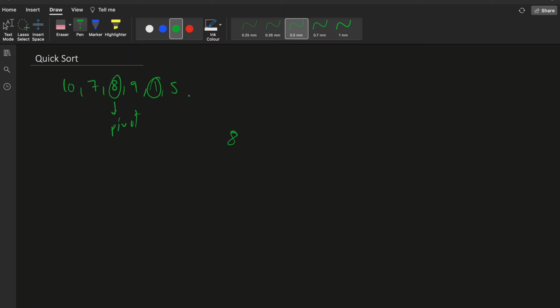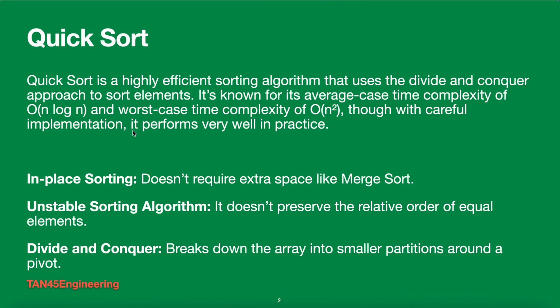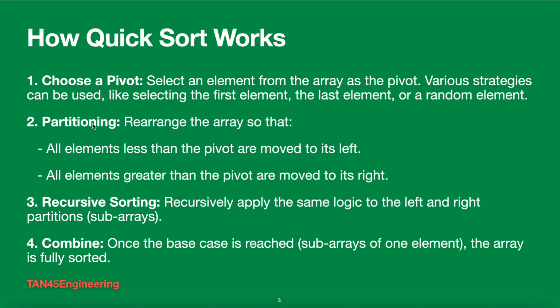All the numbers that are smaller than the pivot, 1, 7 and 5, will come before the pivot, and all the numbers bigger than the pivot will come on the right side, 9 and 10. After this, it will sort the left side and the right side recursively. We will come to this. But to remember it easily, quicksort is the one that always picks a pivot. So let's see how quicksort works.